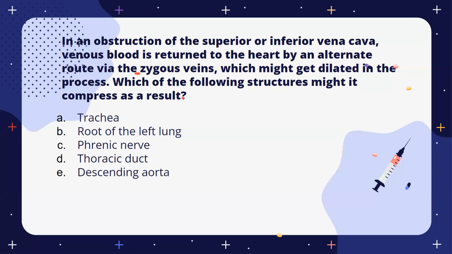So basically, this is critical thinking. You need to be able to identify where exactly the azygos veins are in the mediastinum and what structures lie in very close proximity to the azygos vein. So when the azygos veins dilate more than the normal amount, what do you think it compresses?